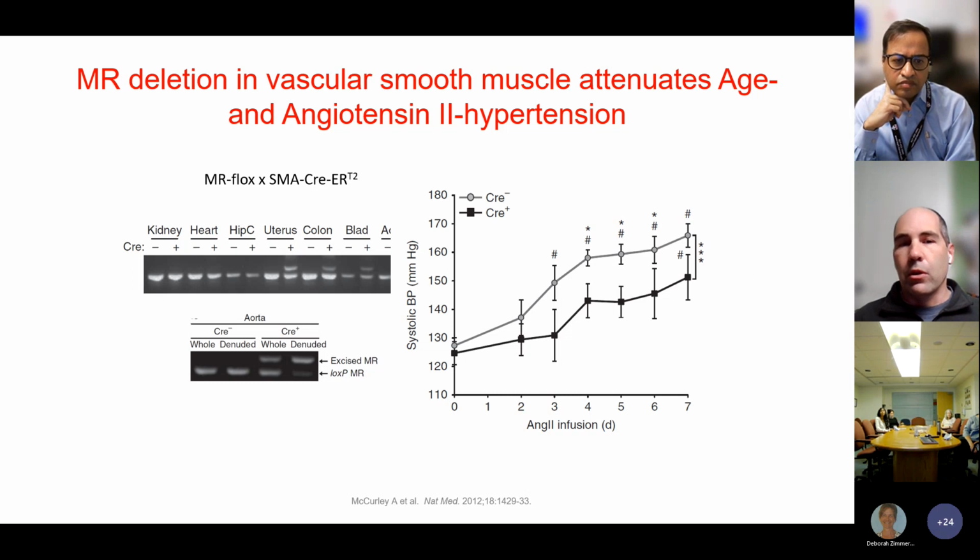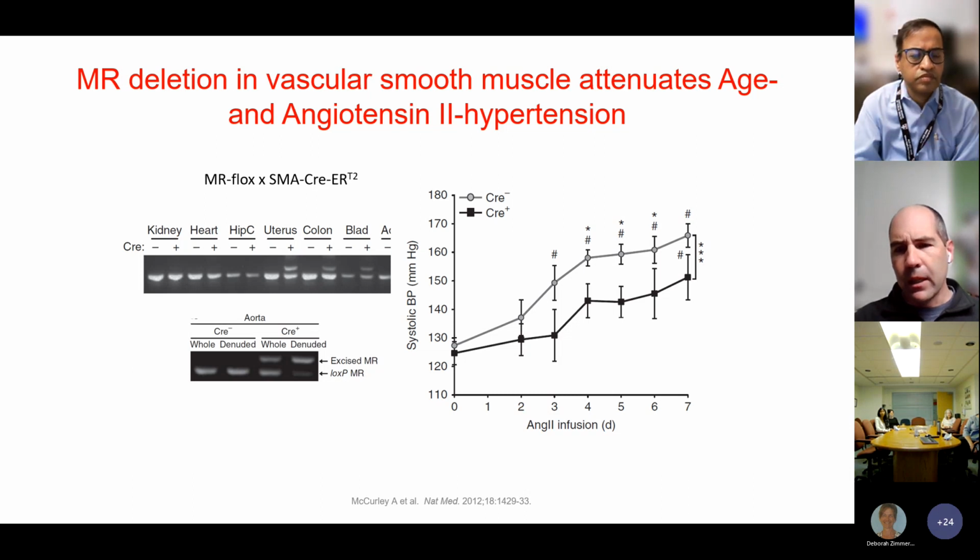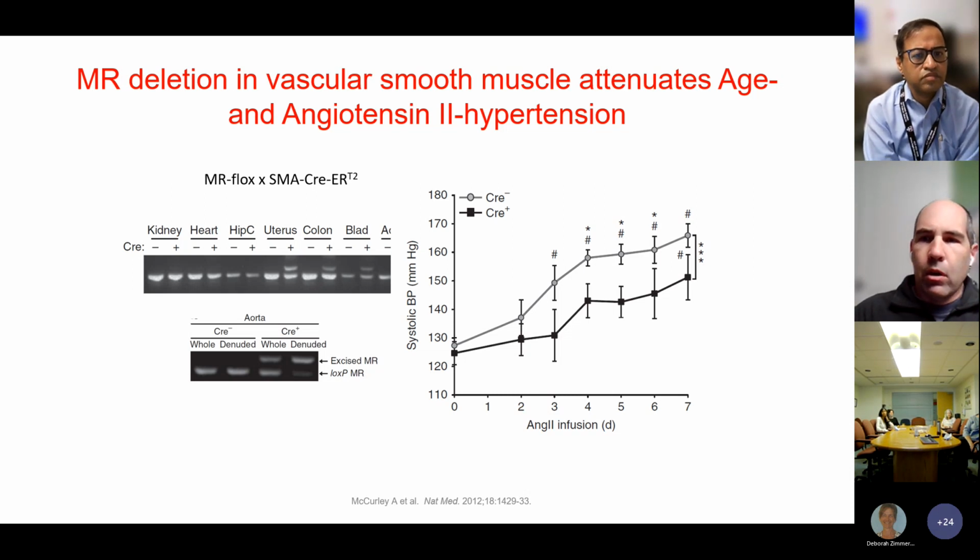Also, some of the newer studies look at just aging and the role of vascular smooth muscle MR in aging, and it looks like those mice are protected from that. So just to sum up on that, vascular smooth muscle MR is important also for other vascular damage.